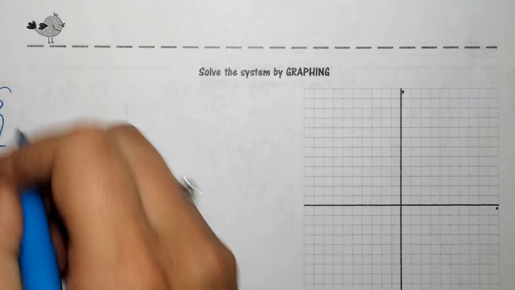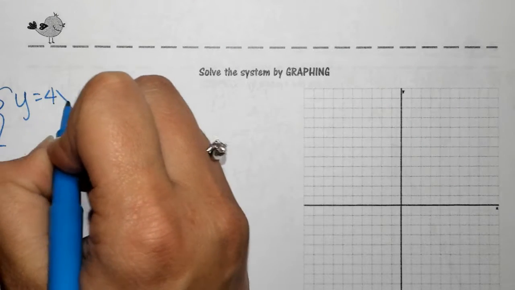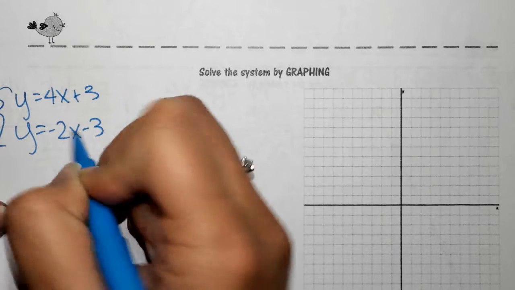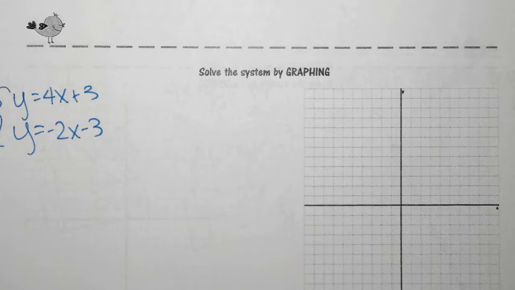Now what I want you to do, I'm glad that's on our video, is write y equals 4x plus 3 and y equals negative 2x minus 3. So we're going to write our system here. And I'm not going to graph with you. You have to be able to do that without me.